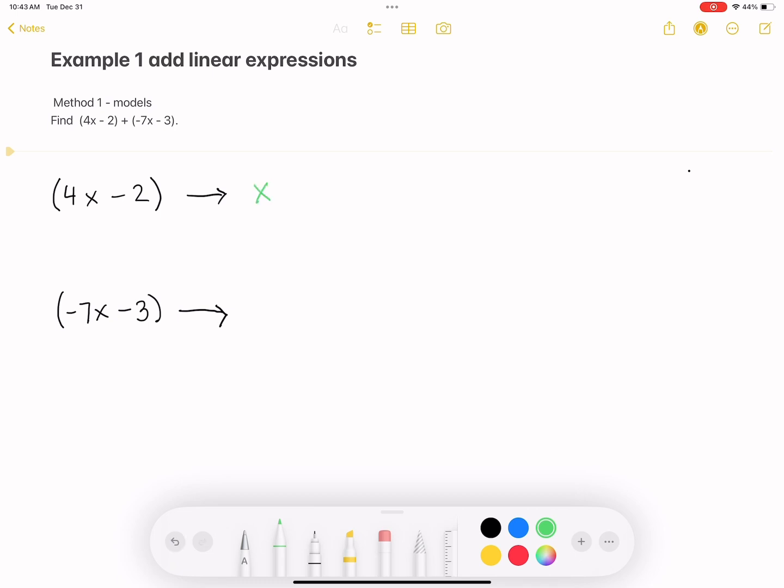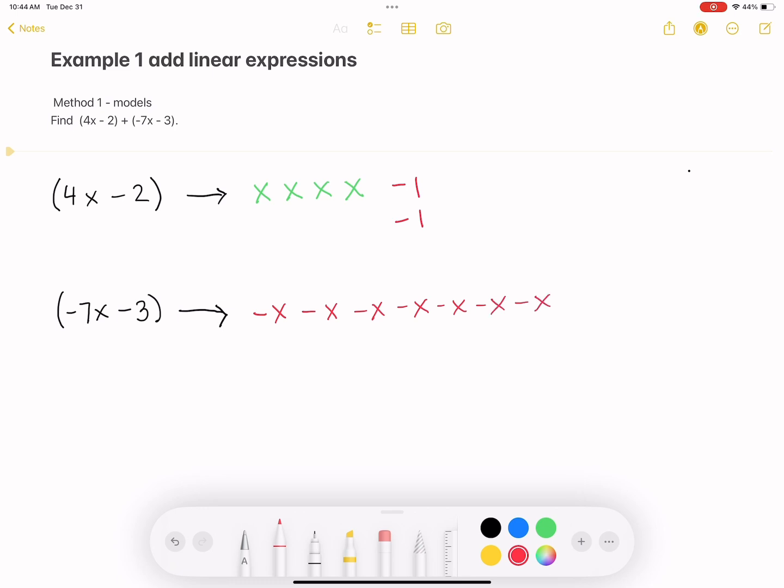So my models, I'm just using different colors of x's. The green x represents positive, so I've written positive 4x, and then I'm just using the red to indicate negatives. And I've written negative 1 two times because I have negative 2. Down below, I'm going to draw out 7 negative x's. So you'll see so far I've got 5, 6, and 7.